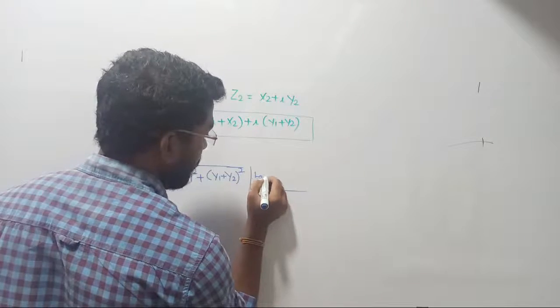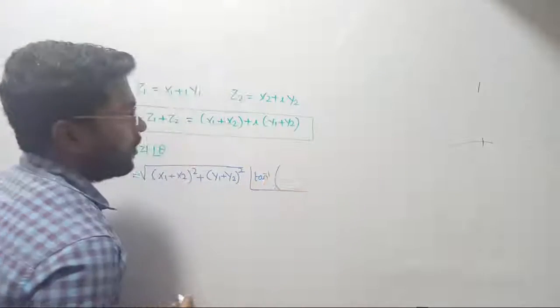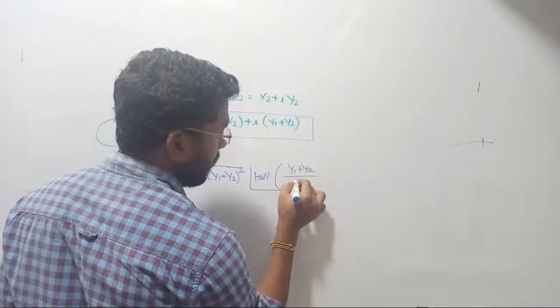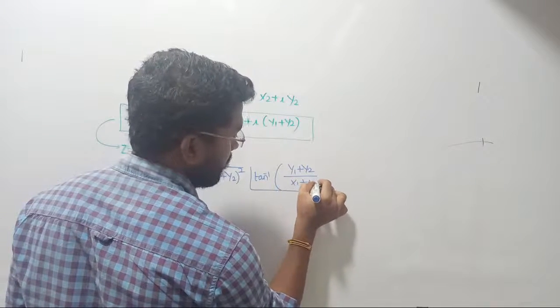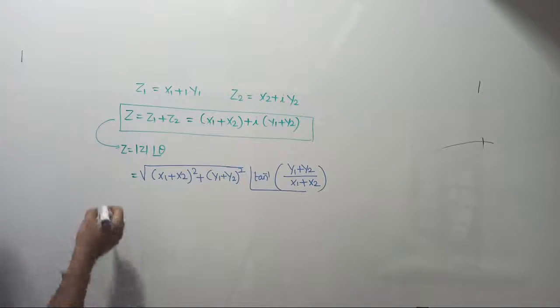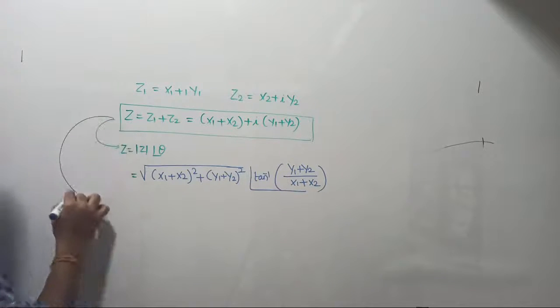That is going to be tan inverse of imaginary by real. Imaginary is y1 plus y2, whereas the real part of the function can simply be written as x1 plus x2. Of course, this is correct. Similarly, if you are trying to do multiplication, let's take the next one.